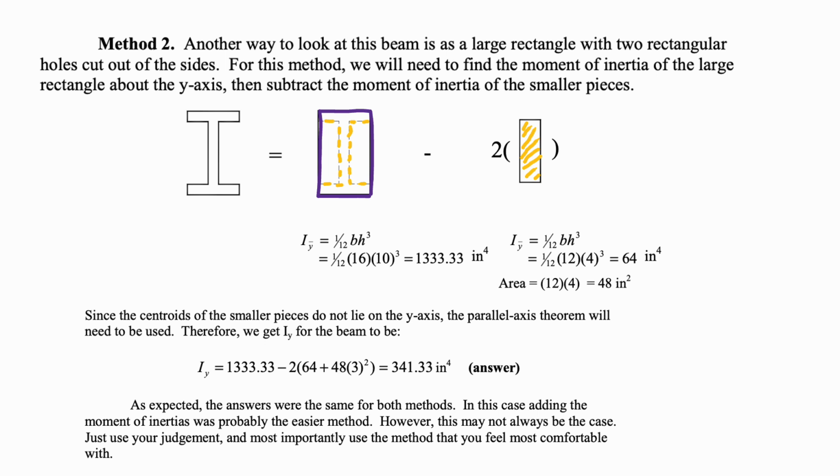Area will be 12 times 4, which is 48 inch squared. Since the centroids of the smaller pieces do not lie on the y-axis, the parallel axis theorem will need to be used. So therefore we get Iy to be 1333.33 minus 2 times the quantity 64 plus area, which is 48, times 3 squared, which is the distance from the centroid. And that will give us the value of 341.33 inch to the fourth. So the answers are the same for both methods.